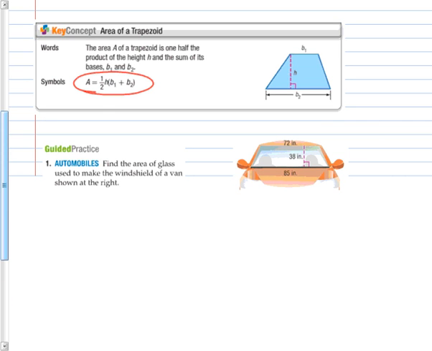Another way of looking at this, what does it mean when you take half the sum of two numbers? What have you found? The average. Another way of thinking of this is it's the average of the bases times the height. It's the same thing.